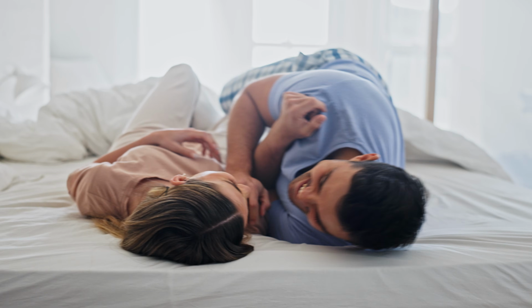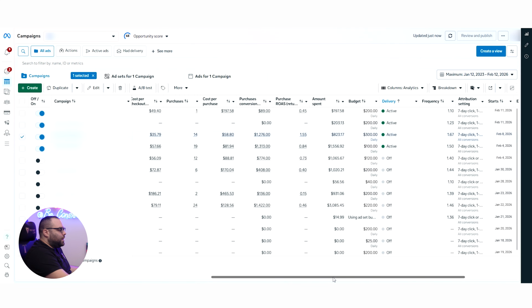Just attack a problem, find a problem, attack the problem, tell that the product is the solution, and do it like this. Obviously, I believe that initially we should do statics because after doing a lot of statics with a lot of different angles, then we can do videos for the angle that it's actually working and we have found that it's working. So over here, what we have done is that we have done different batches of creatives.